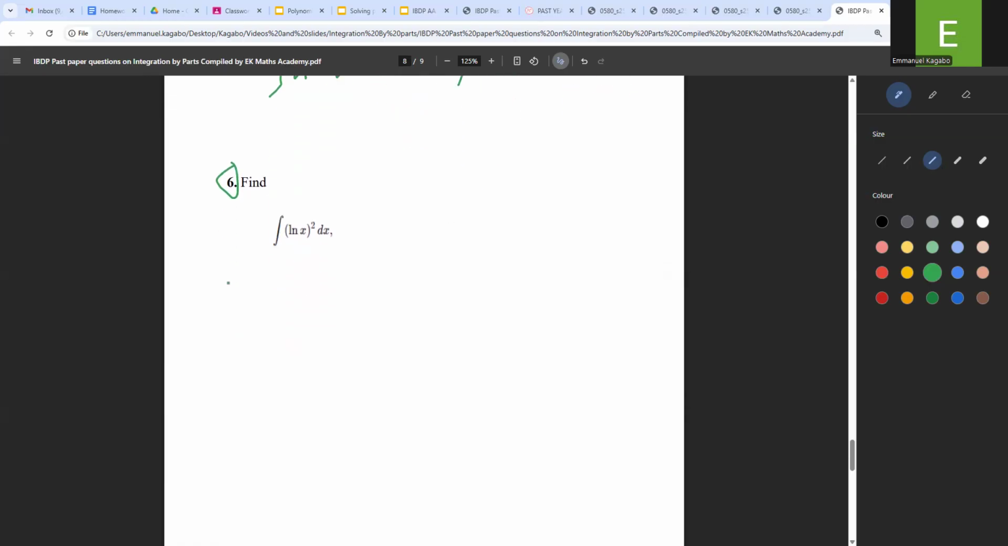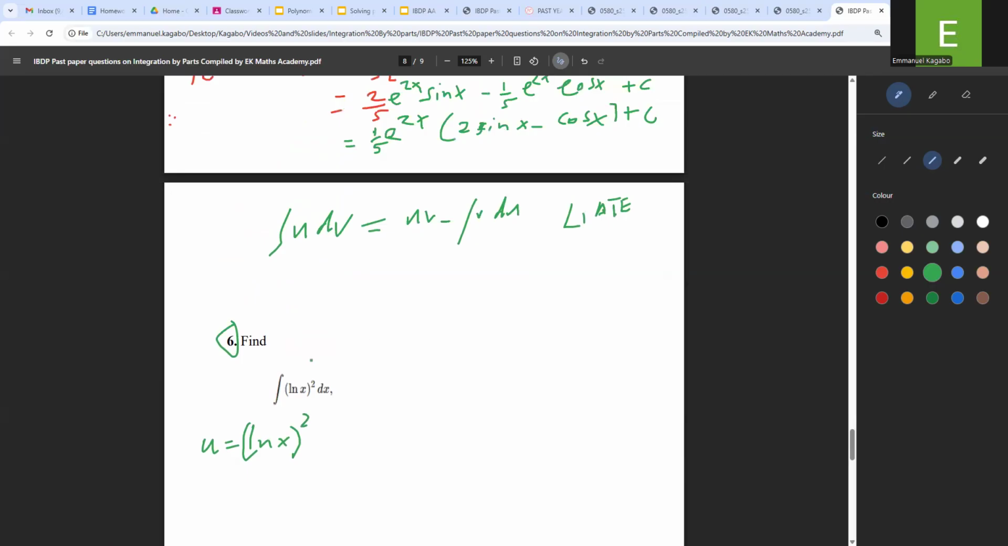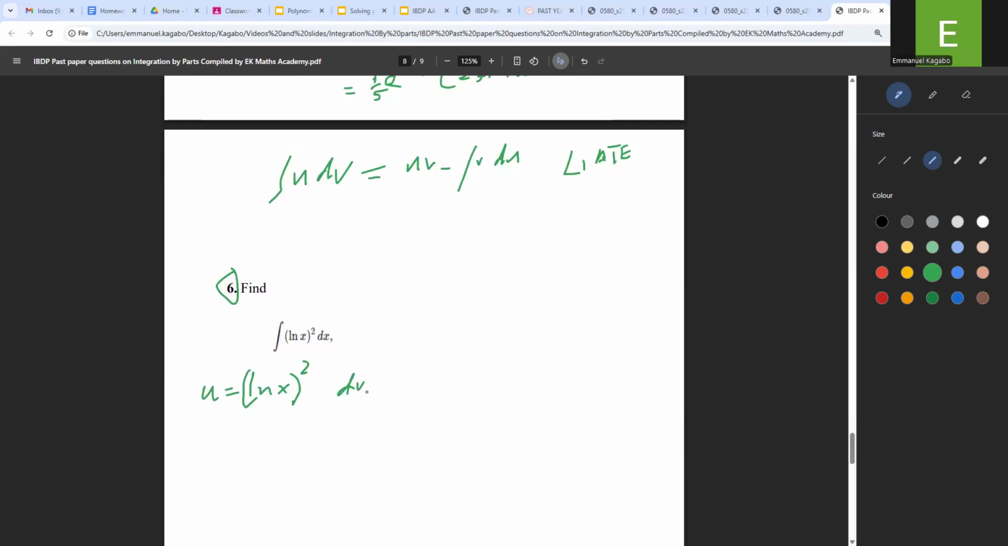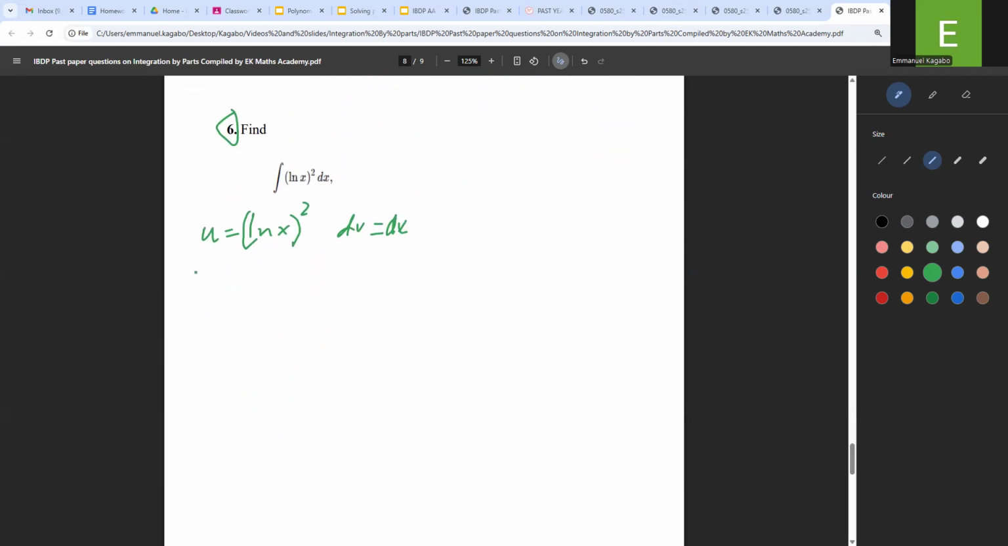So basing on that, what's going to be my u? My u is going to be ln x squared. So what is the dv? dv is going to be the x. Now du is going to be, what derivative? This is chain rule. I hope you remember chain rule. So I bring 2 in front. Derivative of ln x is 1 over x.